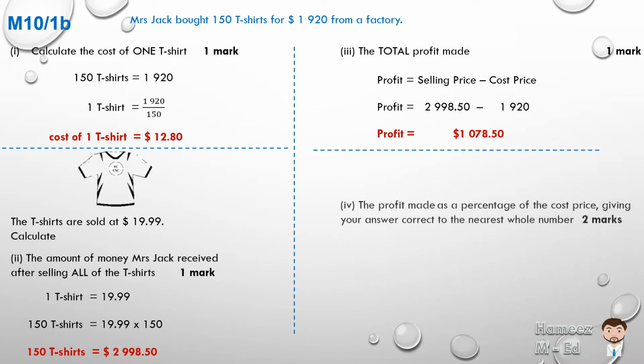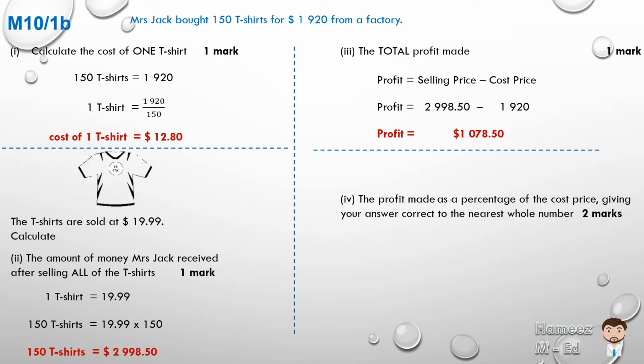Last part of the question, part 4. The profit made as a percentage of the cost price, giving your answer correct to the nearest whole number. So percentage profit would be equal to the profit made compared to the cost price multiplied by 100. And if we substitute from part 3, the profit is $1,078.50 over $1,920, which is our cost price, by 100. And that gives us 56.17%.